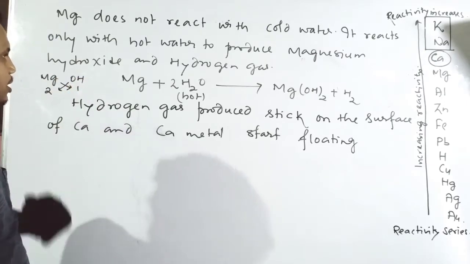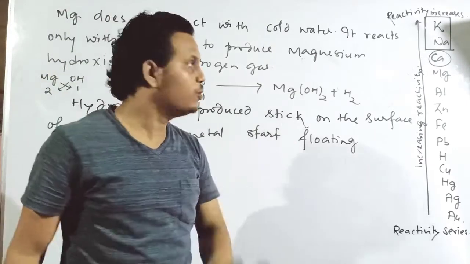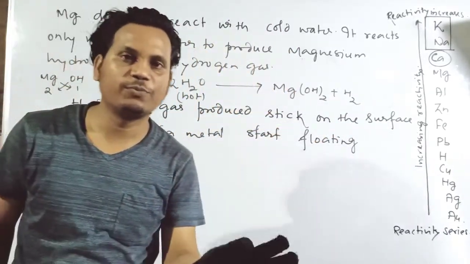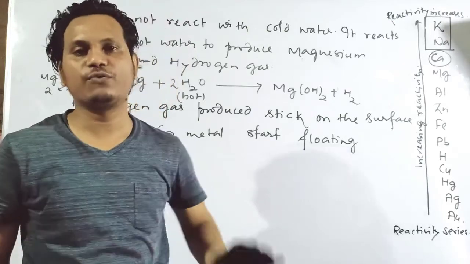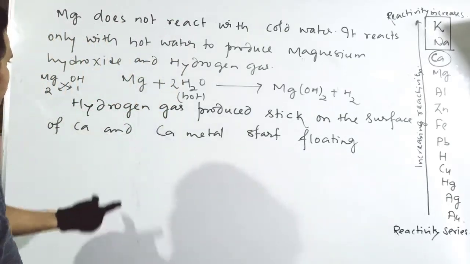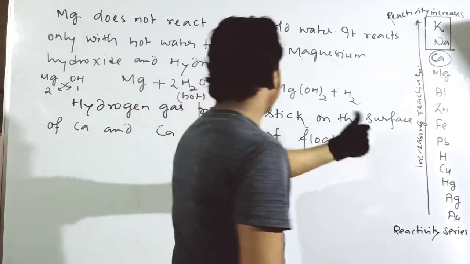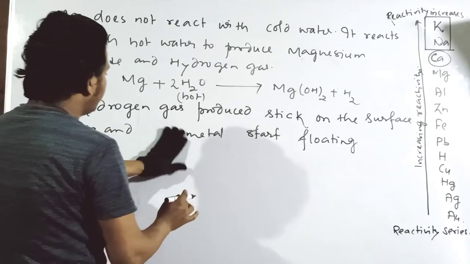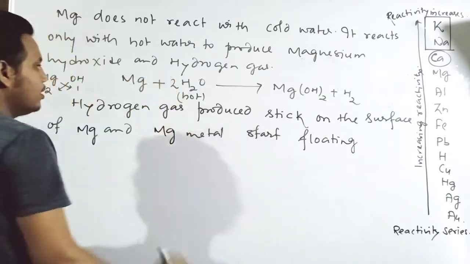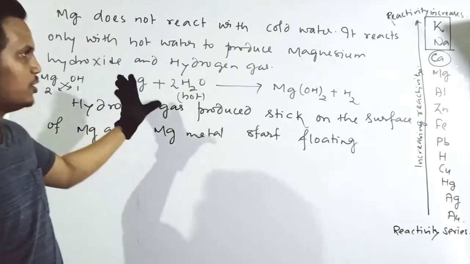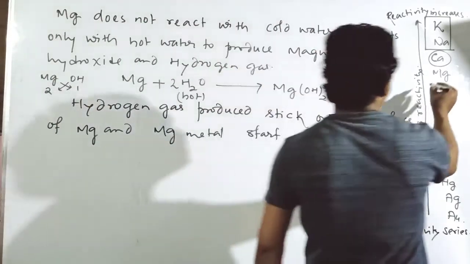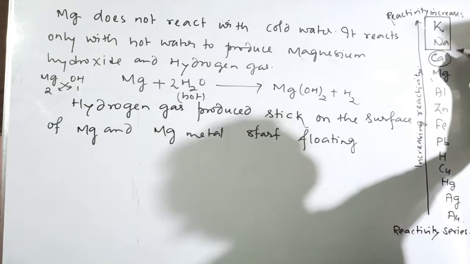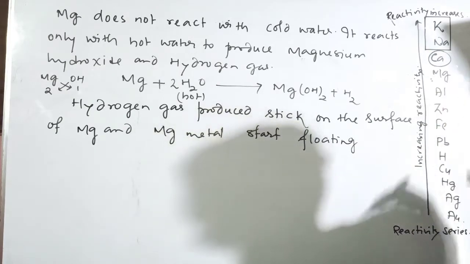In this case also, hydrogen gas produced will stick on the surface of magnesium, and the metal will start floating. So this is the reaction with magnesium. So these three react with cold water, this one reacts with hot water.